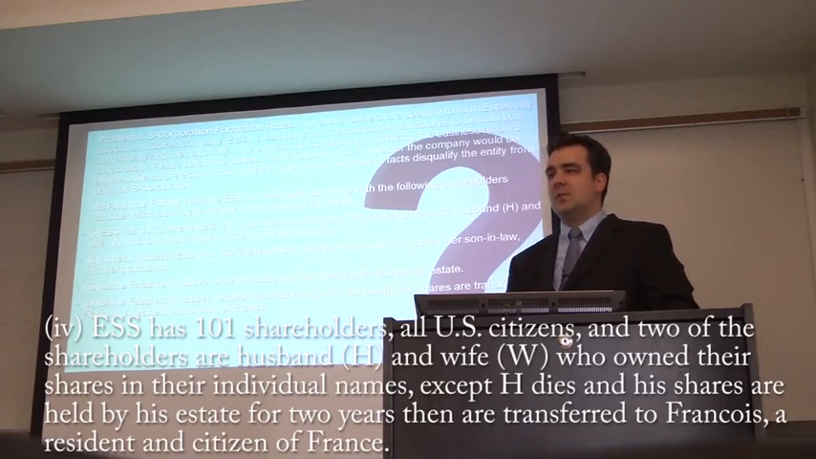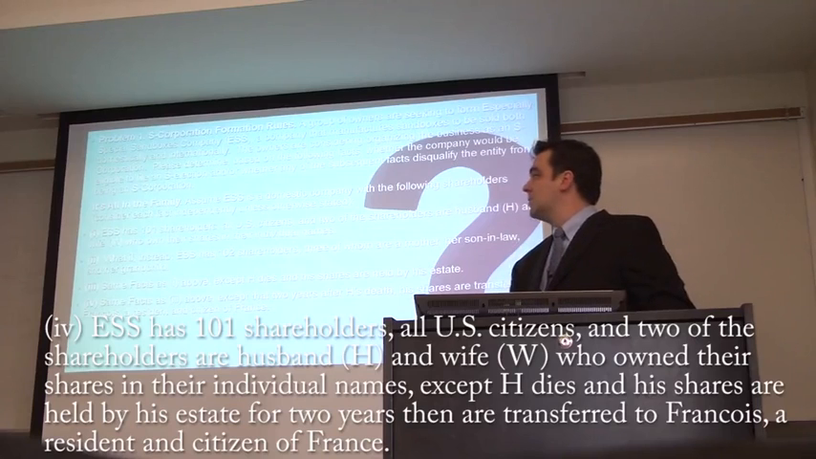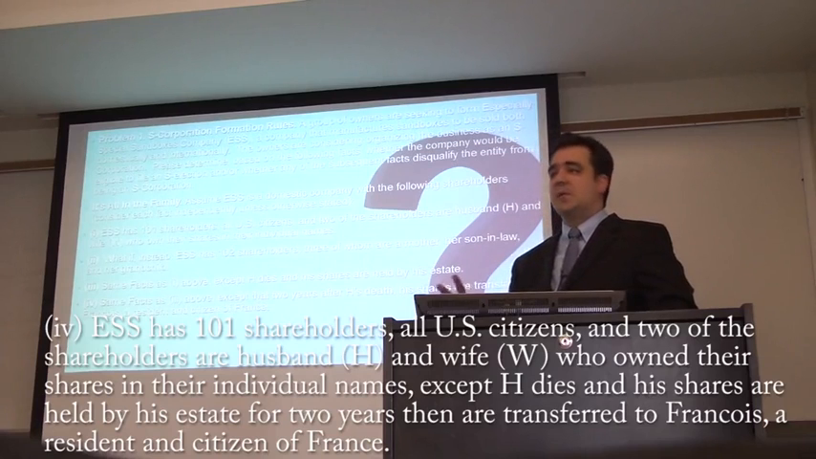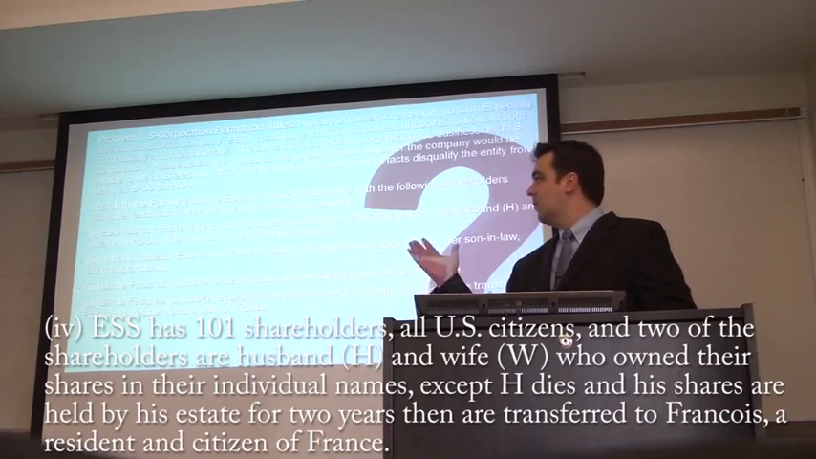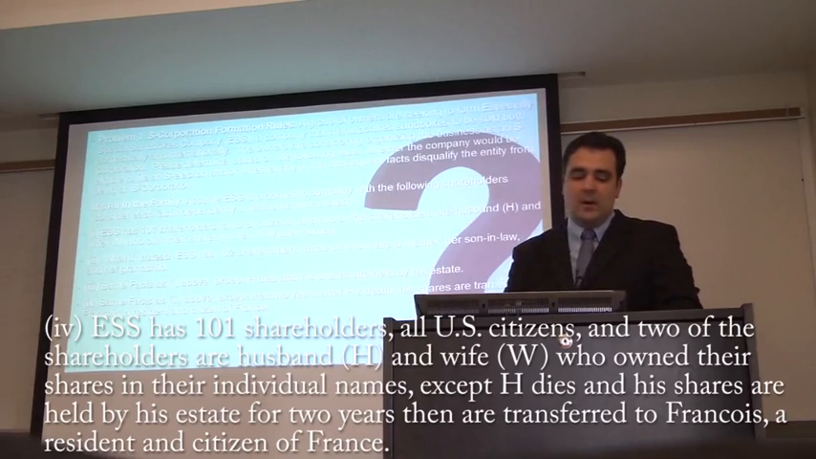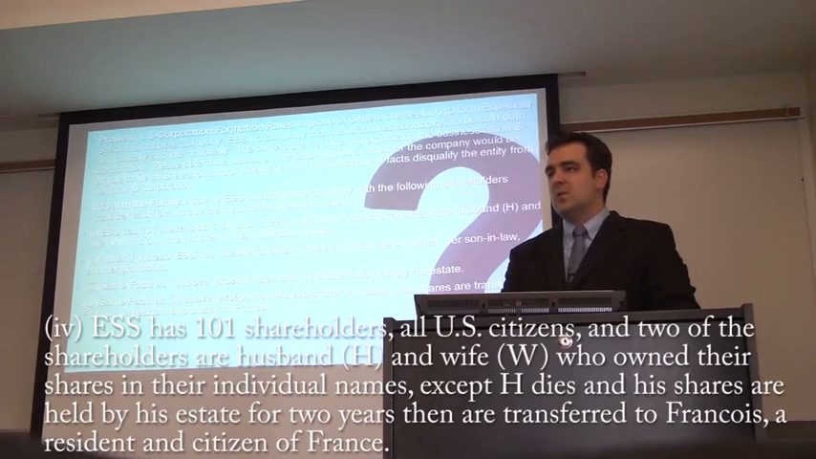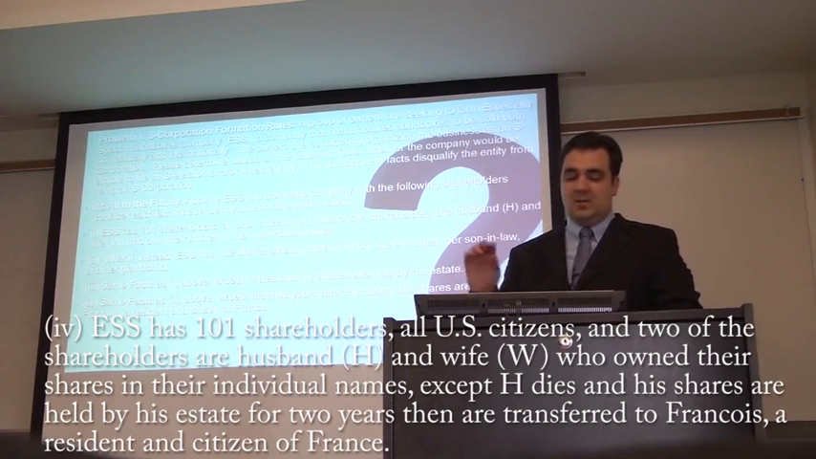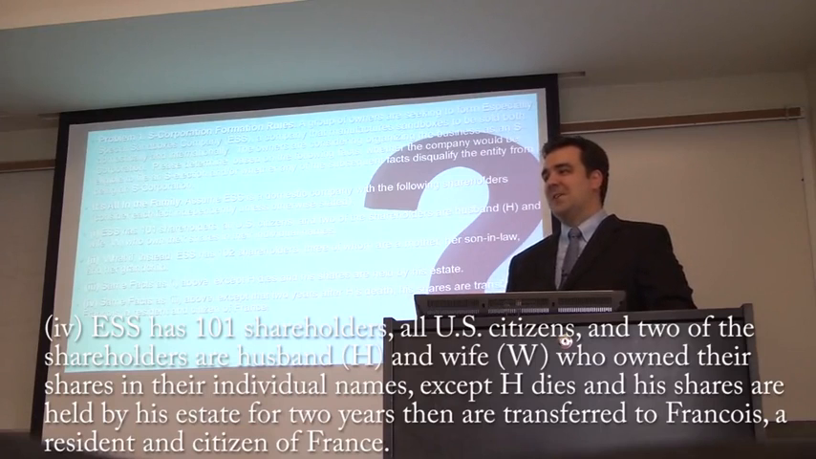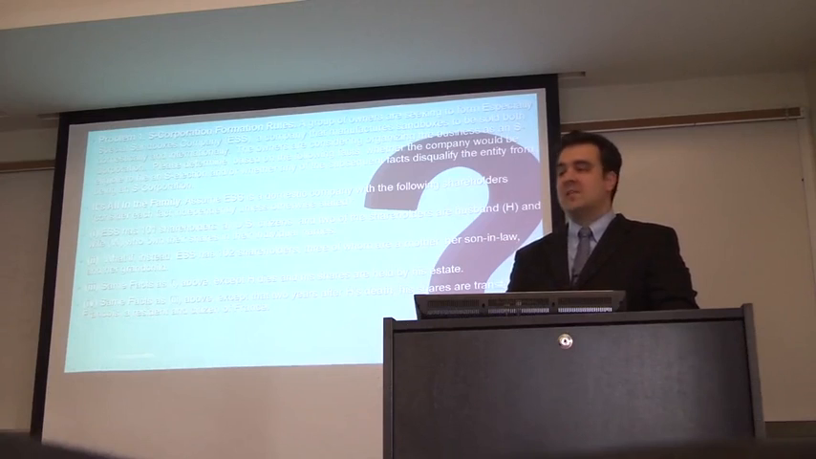Have we blown the S election? Yeah, and we've actually blown it in 2 different ways. So first of all, we've messed up on the numbers because it's no longer husband and wife holding the shares and counting as one. So we now have 101 shareholders. So we've blown it that way. And then the other aspect is a resident and citizen of France. So even if Francois were married to wife, I don't know, it's been a couple years. Still, this would blow the S election.